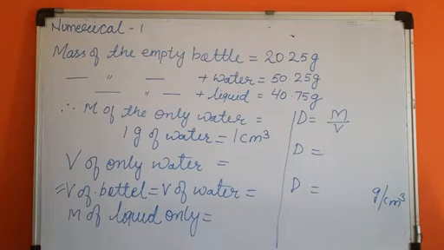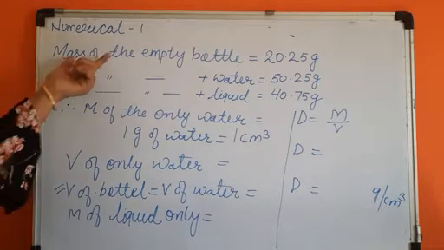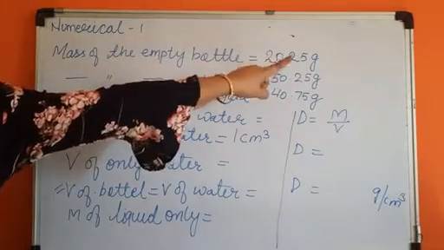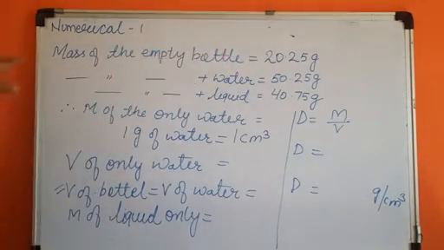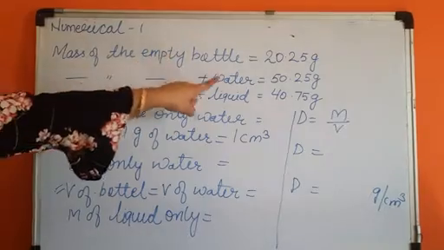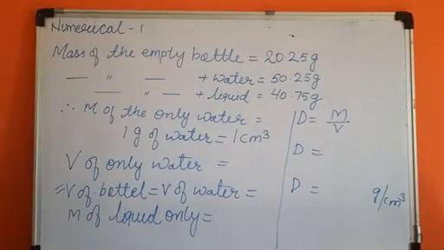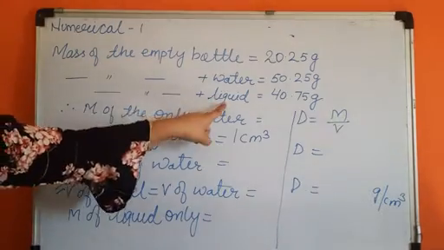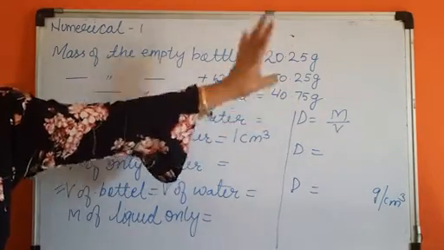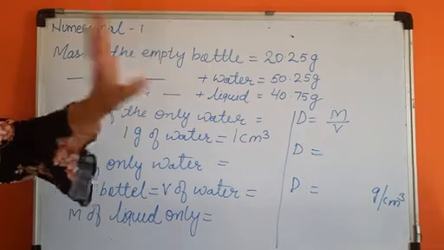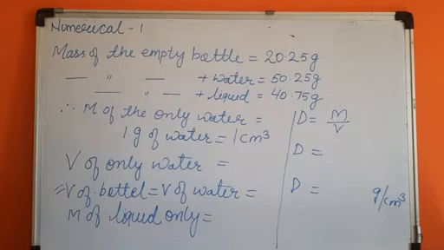Let me tell you the given values. A density bottle weighs 20.25 grams when empty. So the mass of the empty bottle is 20.25 grams. The mass of the bottle when it is filled with water is 50.25 grams. The mass of the bottle when it is filled with liquid is 40.75 grams. These three values are given in the question. We have to determine the volume of the bottle and the density of the liquid.